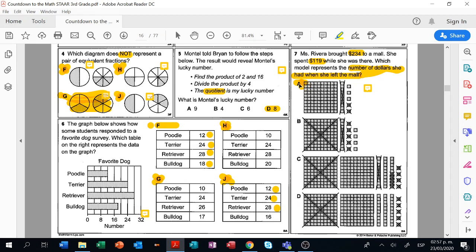This is not a good option. Okay, let me just put a clear cross right there. Let me cross it out like this. Option A, you're not correct.